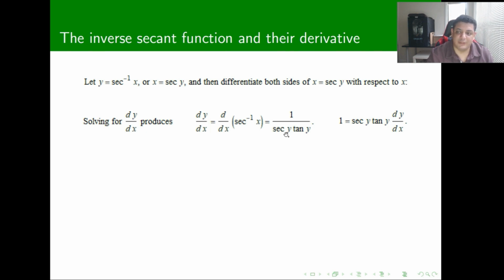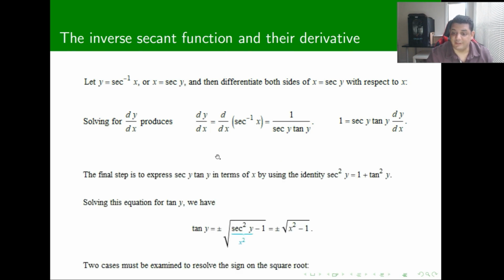But then we have to do the same thing that we did before. We need to transform this in terms of x. So now x is equal to secant of y, so you can see that we clearly have an x here. The only thing that we need to transform is the tangent of y. But that's still easy because we have the identity that secant squared of y is 1 plus tangent squared of y. And so that means that the tangent of y is just the square root of secant squared of y minus 1. Because x is equal to secant, that's going to be plus or minus the square root of x squared minus 1.